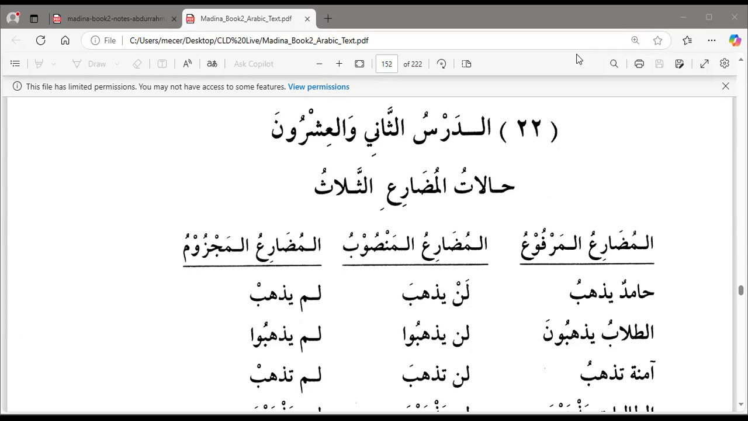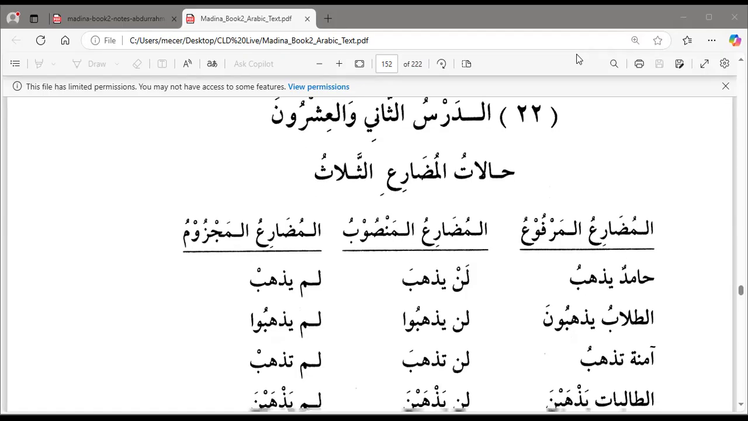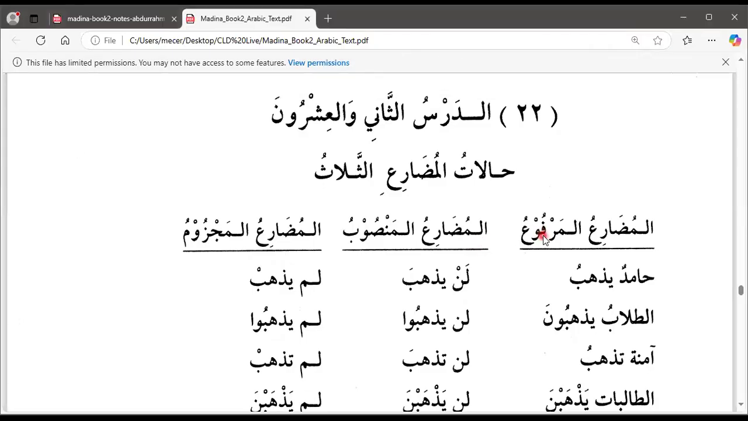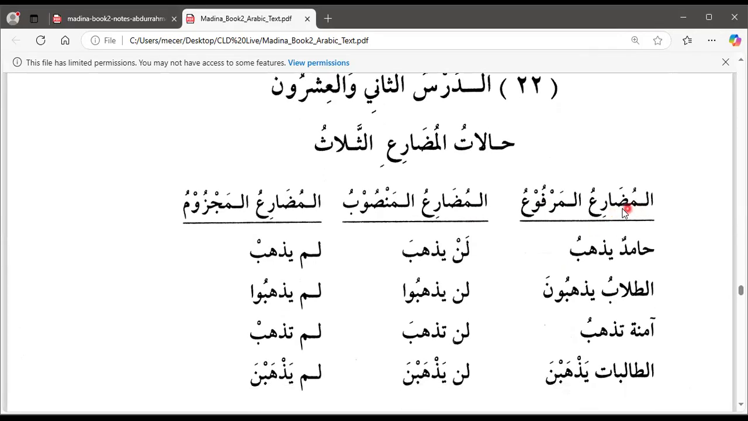We have been looking at this previously, but in this lesson specifically, we are going to do a revision. Everything we are going to say here, you actually know it, but for the benefit of understanding and having clear intuition about fi'l mudari', let's have a quick look at that. Al-mudari' al-marfu'.